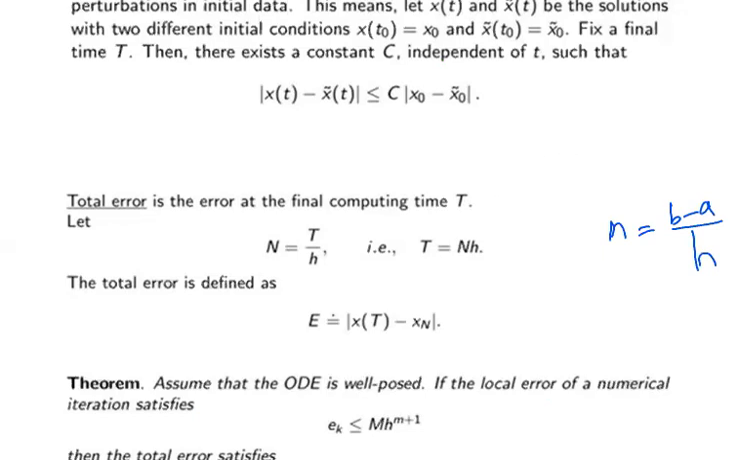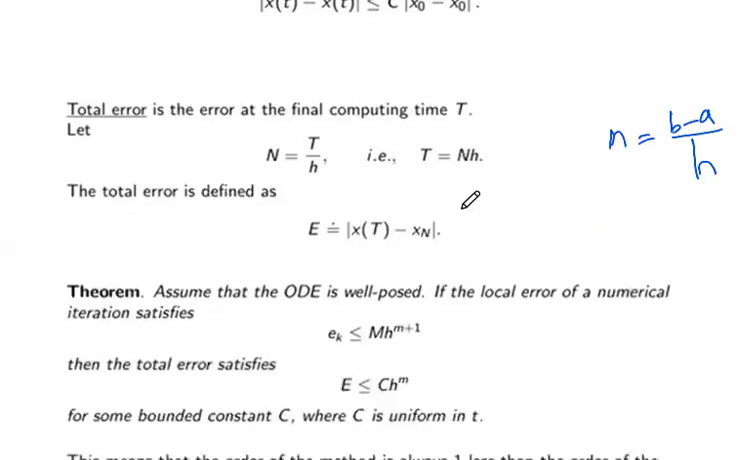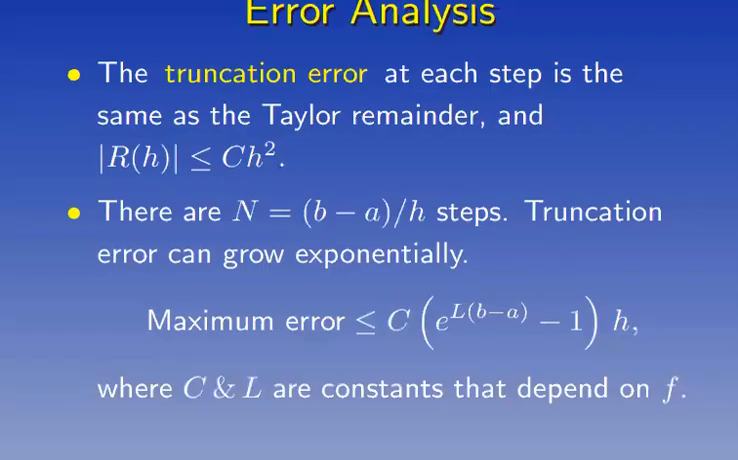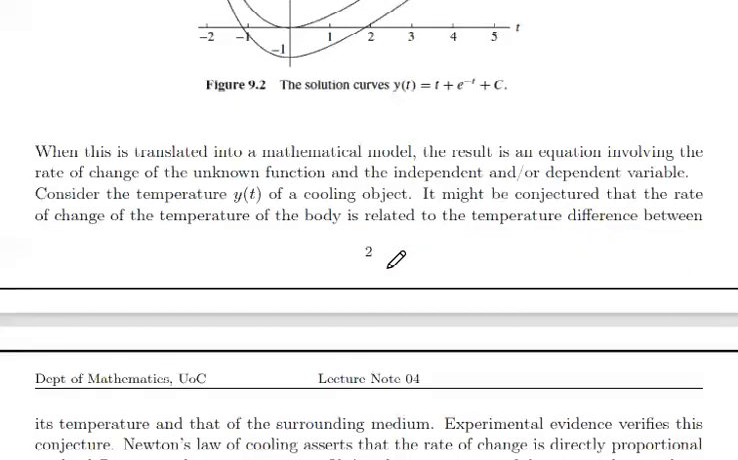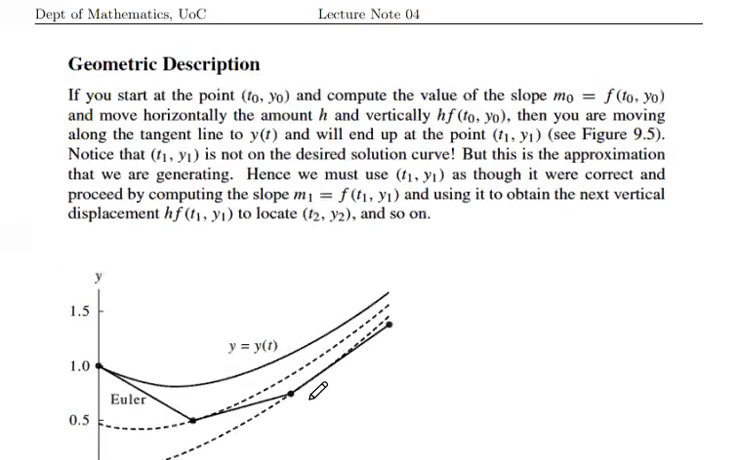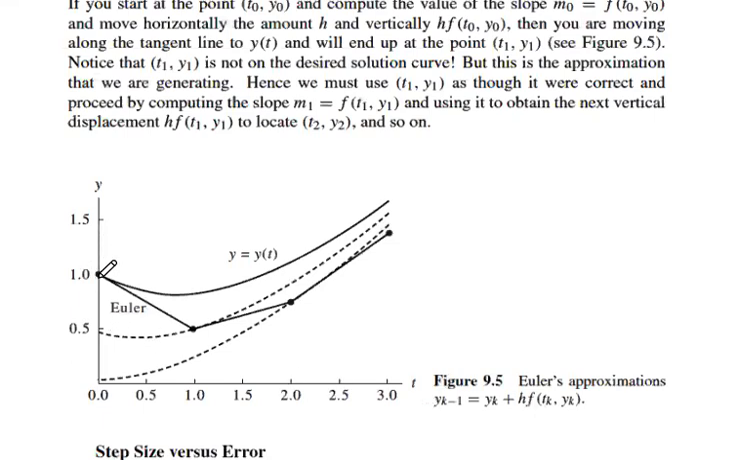So the total error would be this. So with this initial condition, this is the exact, but we get this approximation. You get the difference. This is the error. This is the exact, and this is the approximation.